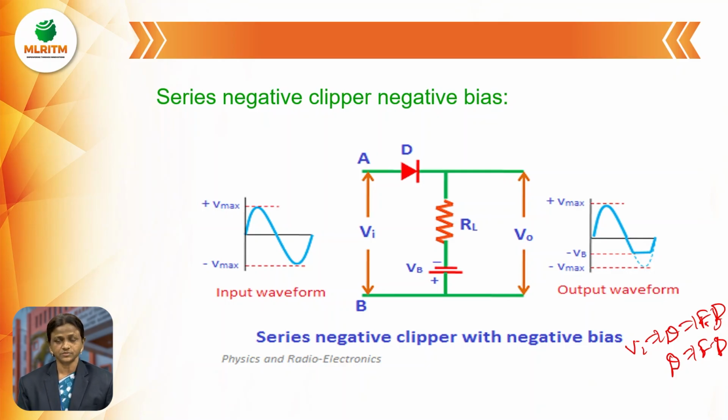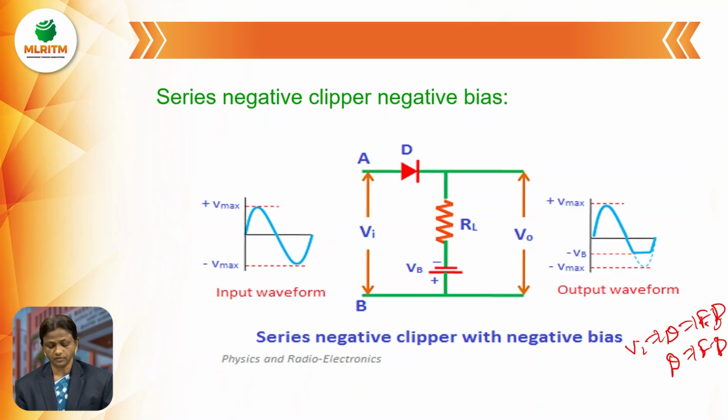So during the positive half cycle, the total positive half cycle must be obtained at the output side. There is no removable portion. The total positive half cycle must be obtained at the output side.